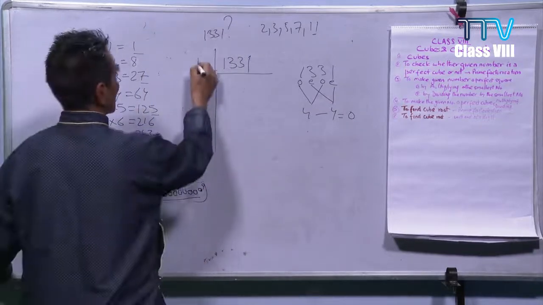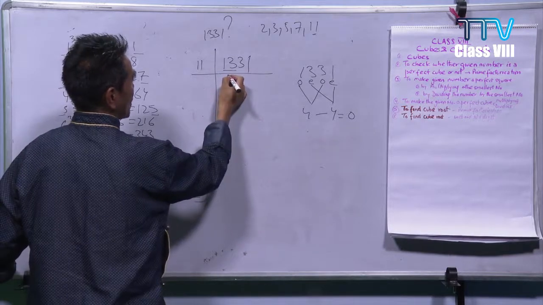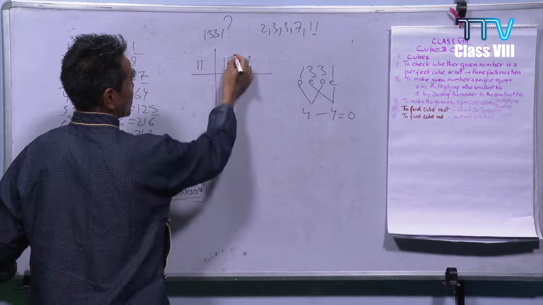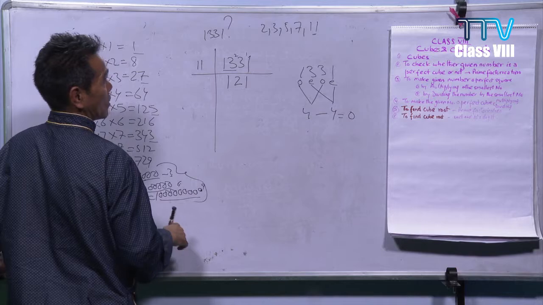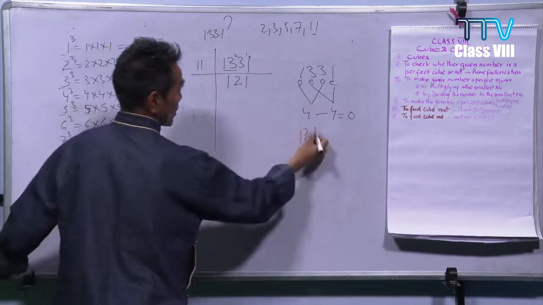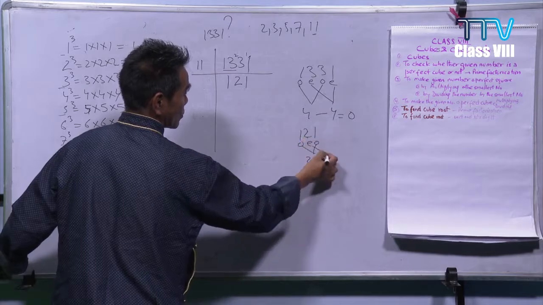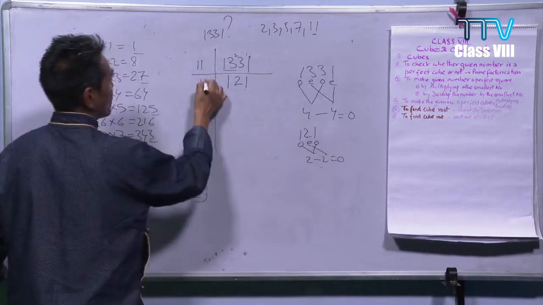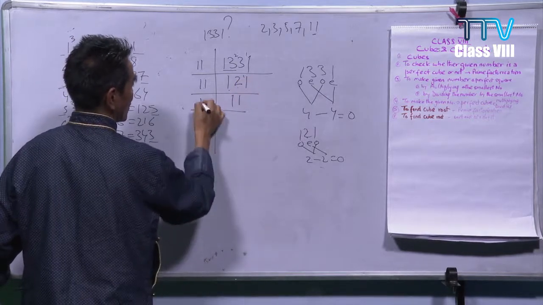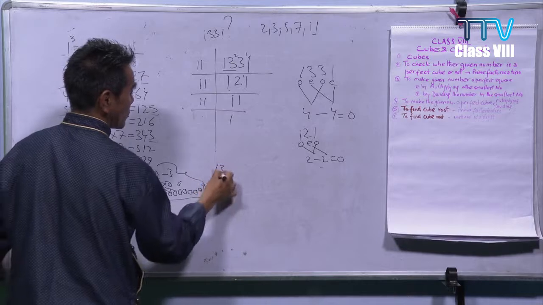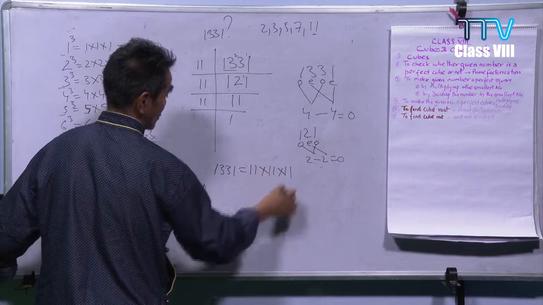Now divide by 11. Take two digits together: 11 ones are 11, 2 left. 23, 11 twos are 22, 1 left, 11. So 1, 2, 1, odd, even, odd. So 1331 is equal to 11 multiplied by 11 multiplied by 11. That's right.